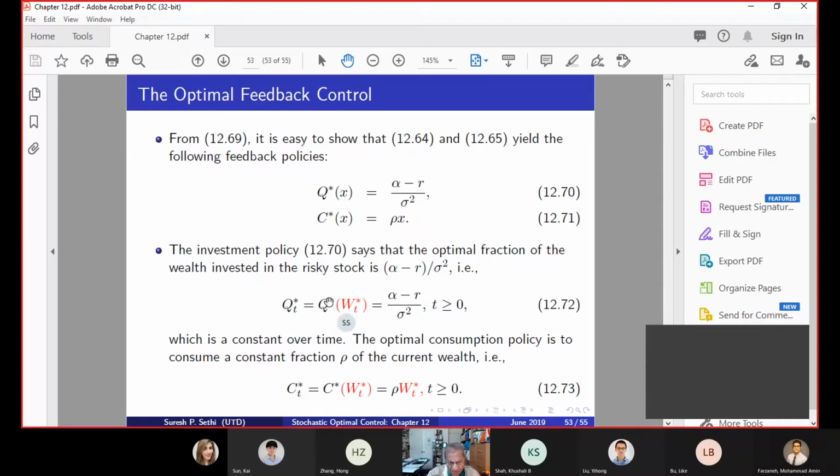So Q star, W star T is given by this, and consumption, you can see, is a fraction. So the total amount is that fraction times W star T. The amount allocated and consumption are all stochastic processes because W T is a stochastic process.